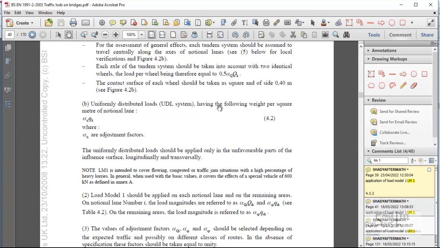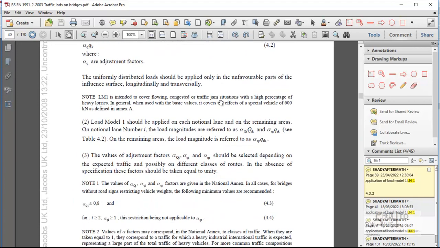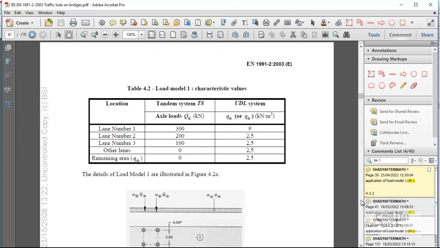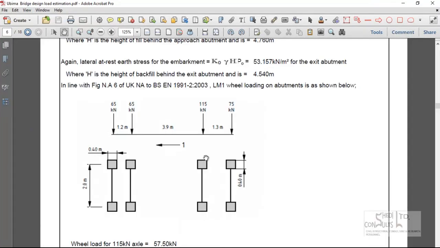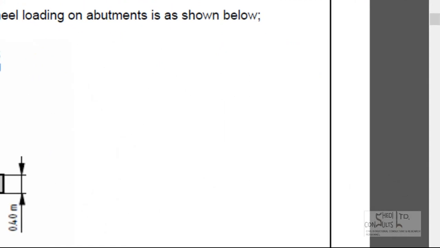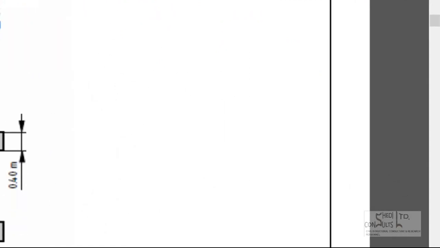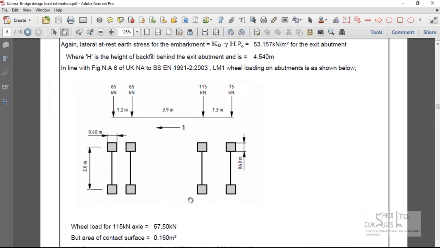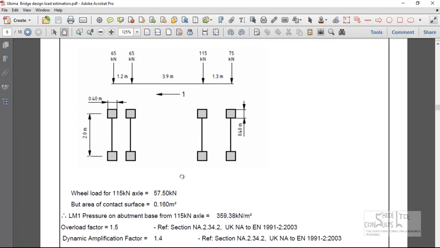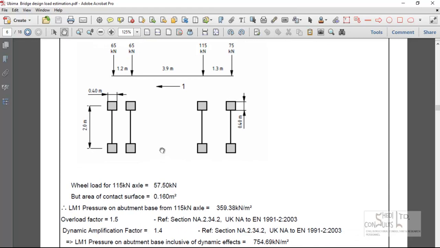Now, load model 1 and load model 3 are the critical load models that would be computed in compliance with the code requirements in the engineering design of bridges. The code specifies that for the design of the superstructures, you must take into consideration these load models in addition to the design of the substructure and the abutment structures. So it provides what load model to be used for design of abutment structures and the load model to be used in design of the superstructure.